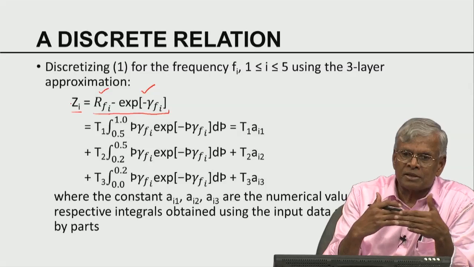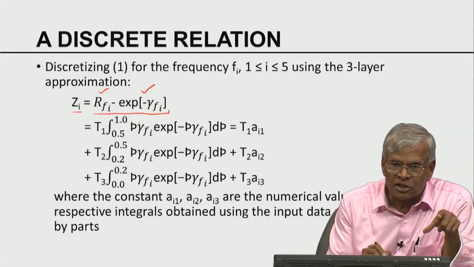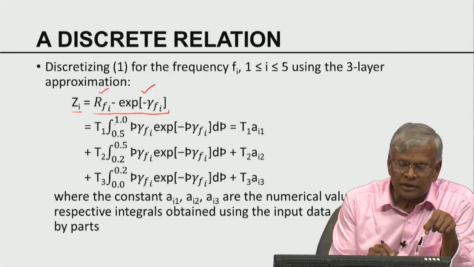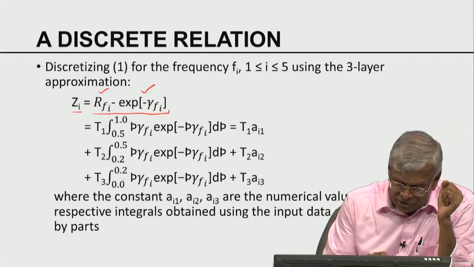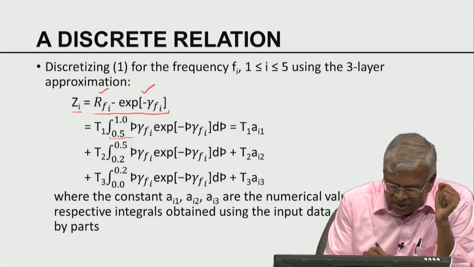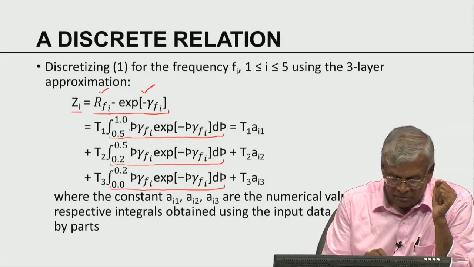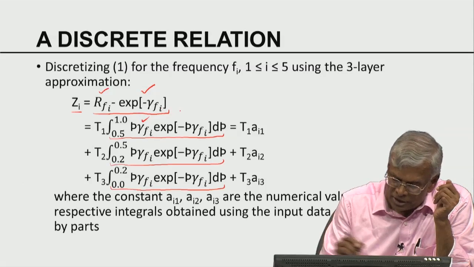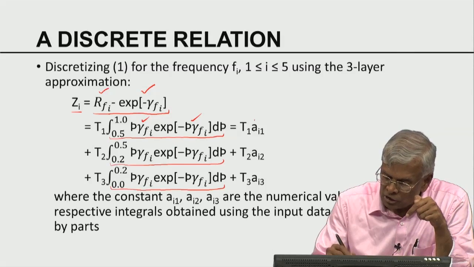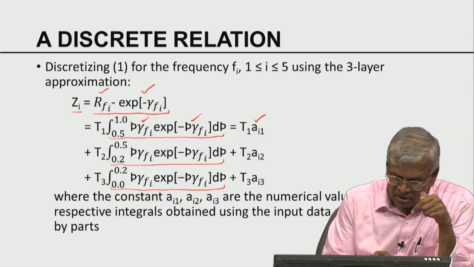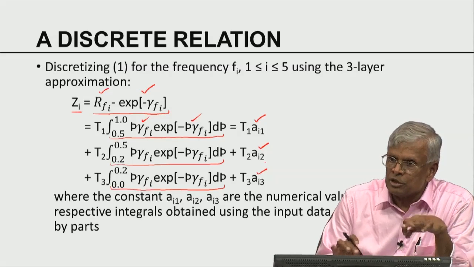The integral can now be represented as a sum of 3 simple integrals. T of p comes within the integrand. If I assume that it is a constant, T1 gets out. It is a constant temperature in the first layer, 0.5 to 1. T2, 0 to 0.5, T3, 0 to 0.2. I can now evaluate these integrals. I know p, this is the integration with respect to p, I know gamma, I know this exponential function. By doing a very simple integration in this domain, this integral value is going to be ai1, this integral is going to be ai2, this integral is going to be ai3. So ai1, ai2, ai3 are known constants, T1, T2, T3 are unknowns.